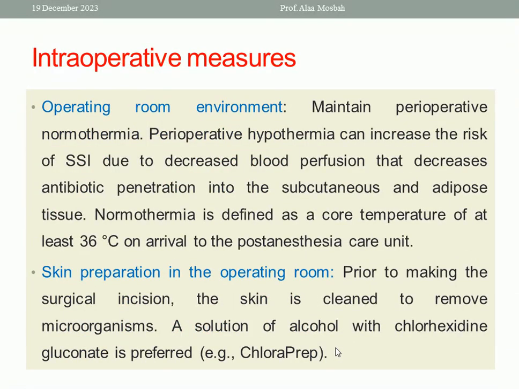Okay, what about intraoperative measures? Let us start with the operating room environment. Please maintain perioperative normothermia. Normothermia is important because tissue perfusion with blood is better in normothermia. Increased immunity, decreased risk of occurrence of infection. So, please maintain perioperative normothermia.